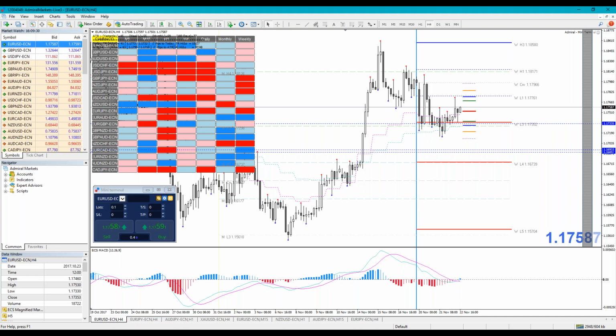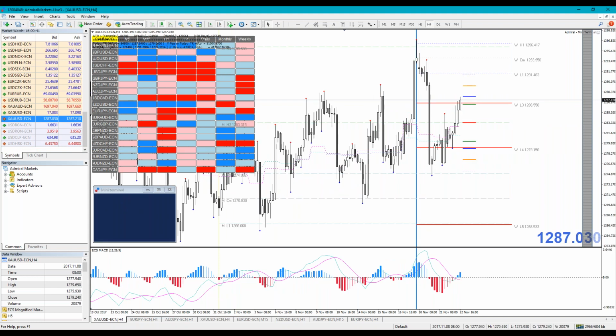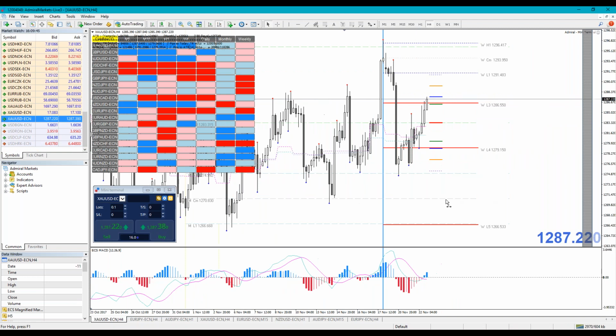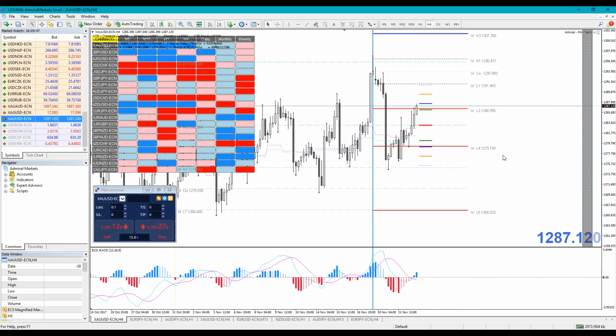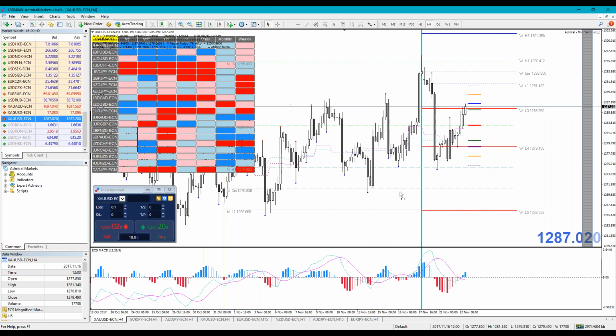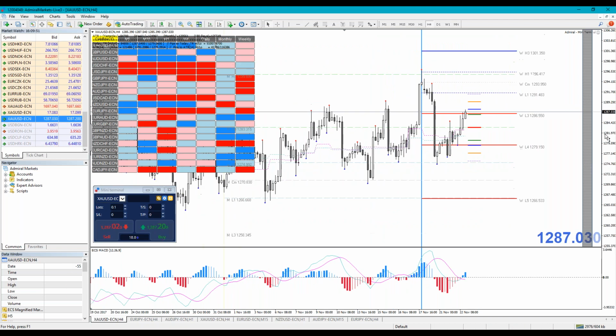Nebusha is asking, almost entering the POC zone on gold. Let me show you the gold here. Okay, this is the gold. And let's see here. This is the gold.